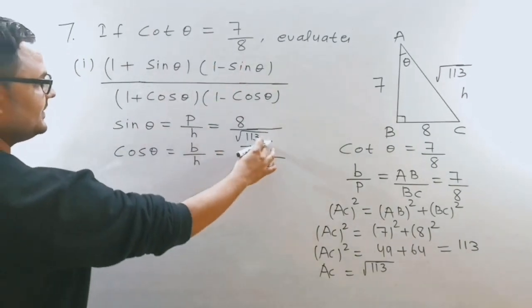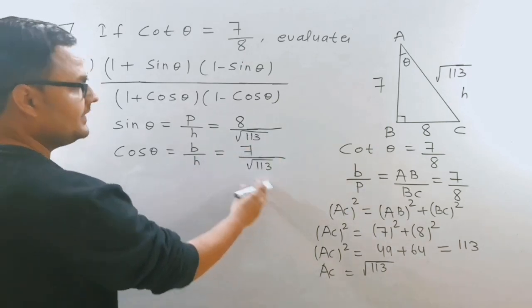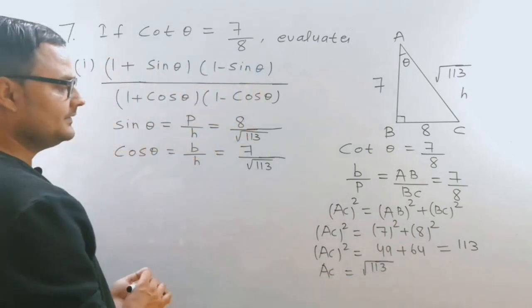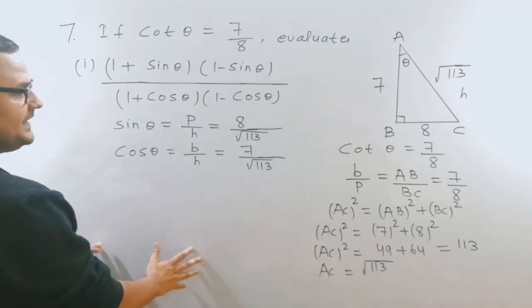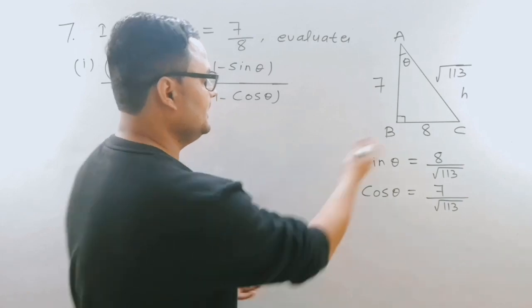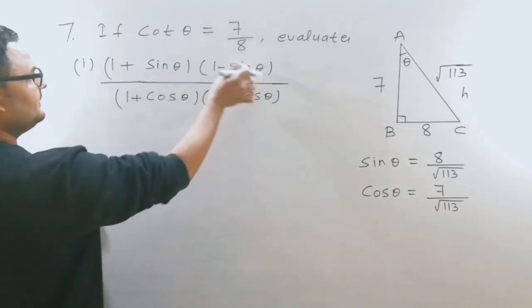Sin theta is 8 by root 113, cos theta equals 7 by root 113, and using Pythagoras we got AC equal to root 113. Now you just copy all this, we need some space, so I am going to erase it. Now I have sin theta, I have cos theta. Simply I have to put the values here.